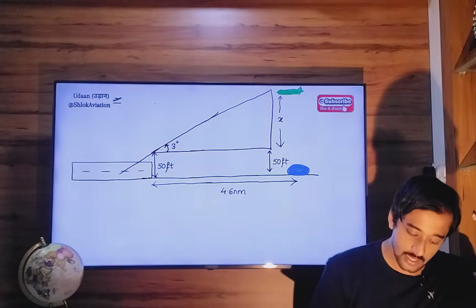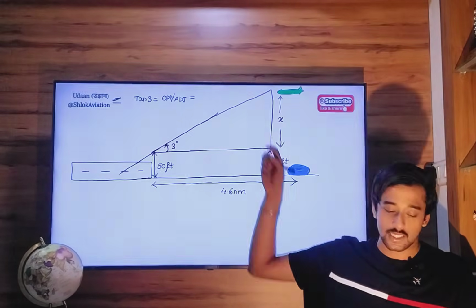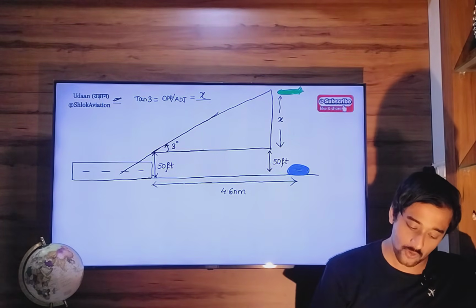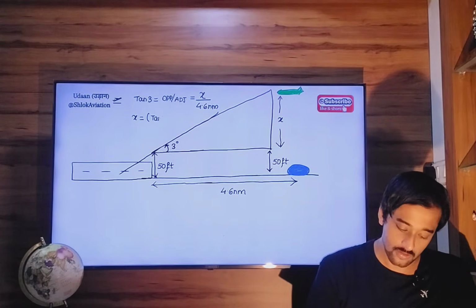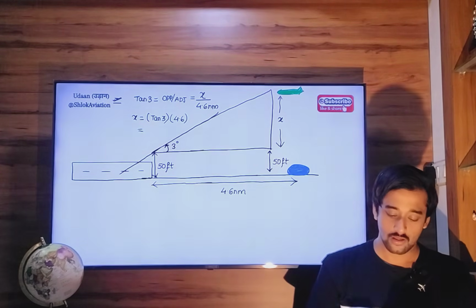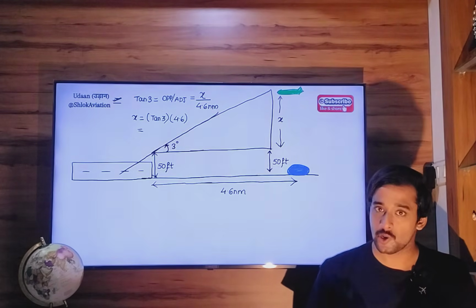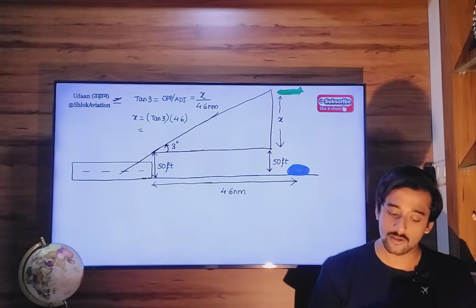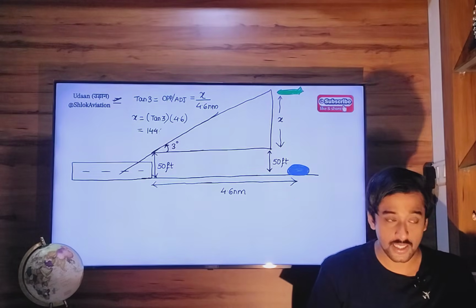So first things first, let's apply tan theta formula. Tan 3 is opposite upon adjacent. So opposite side is x, adjacent side is 4.6 miles. So x will be equal to tan 3 times 4.6 nautical miles. So tan 3 into 4.6 is 0.24 nautical miles, multiplied by 6,000, that is 1446 feet.